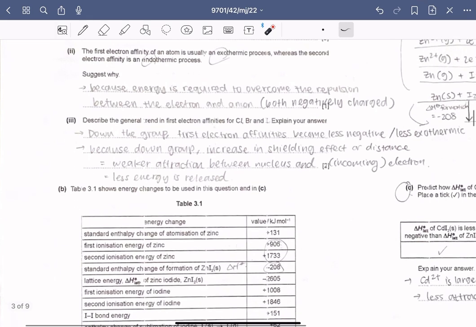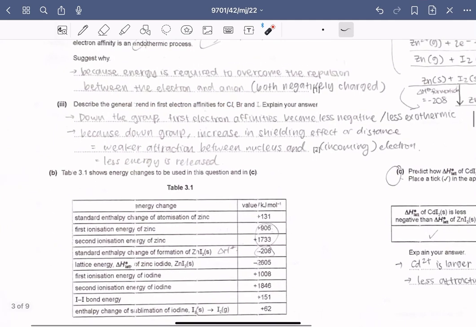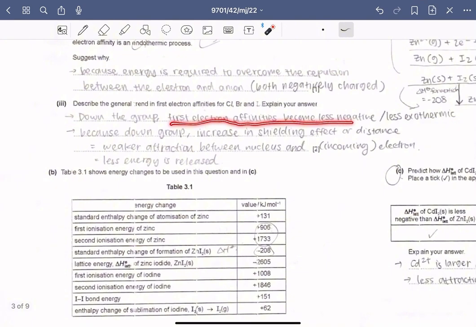Describe the general trend in the first electron affinities for Cl, Br, and I. Explain your answer. Down the group, the first electron affinities become less negative, or less exothermic, because down the group there is an increase in shielding effect and distance. So with the increase in size, there is weaker attraction between the nucleus and the incoming electron, and therefore less energy is released.